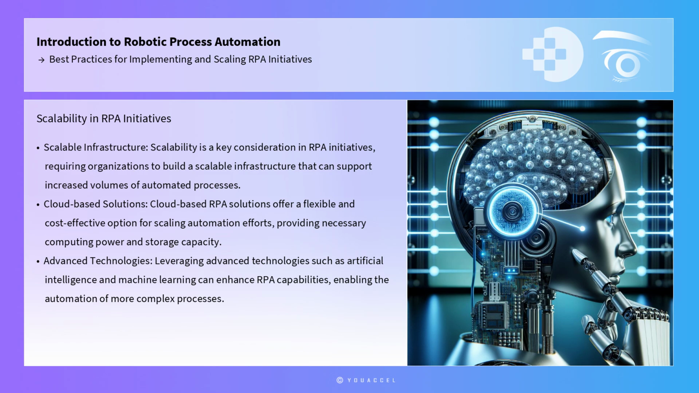Scalability is a key consideration in RPA initiatives, requiring organizations to build a scalable infrastructure that can support increased volumes of automated processes. Cloud-based RPA solutions offer a flexible and cost-effective option for scaling automation efforts, providing the necessary computing power and storage capacity to accommodate growth. Additionally, leveraging advanced technologies such as artificial intelligence and machine learning can enhance RPA capabilities, enabling the automation of more complex processes and facilitating intelligent decision-making.